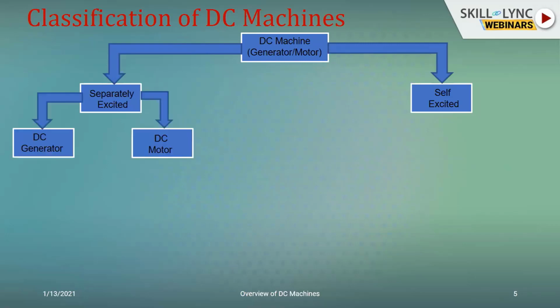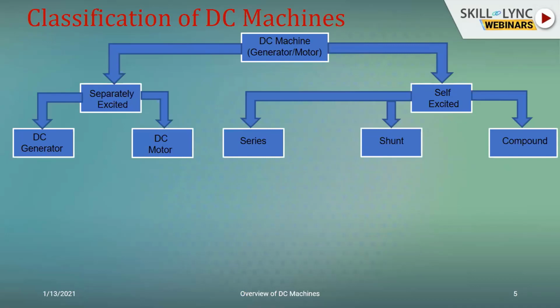The separately excited machine, if you have to classify it further, would be a DC generator as well as a DC motor. And the self-excited machine you can again classify as a series machine, a shunt machine, or a compound machine. Here again, it all depends on how the field windings and the armature windings are arranged. If you talk of series excitation, the field windings would have very few turns of thick wire, connected in series with the armature windings.